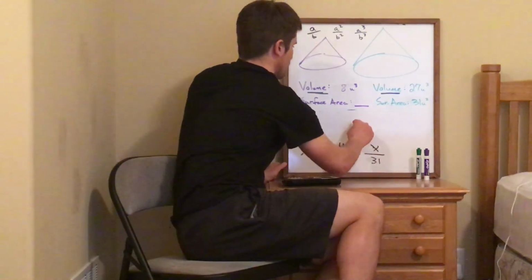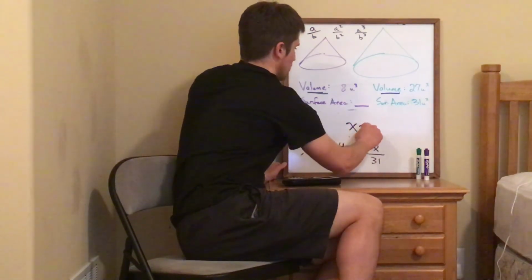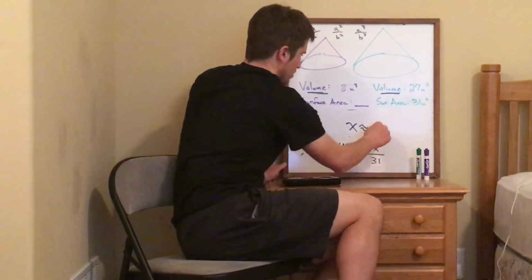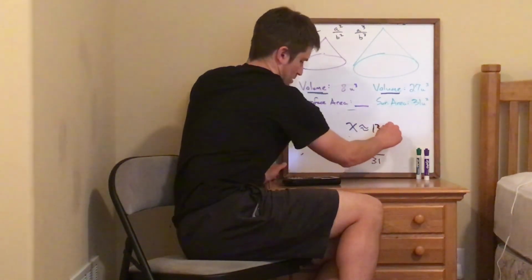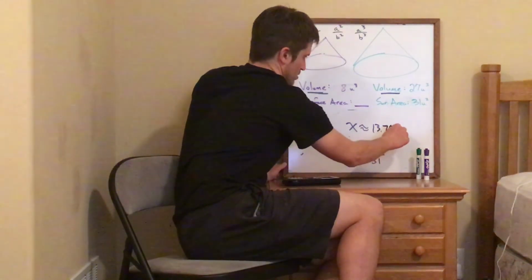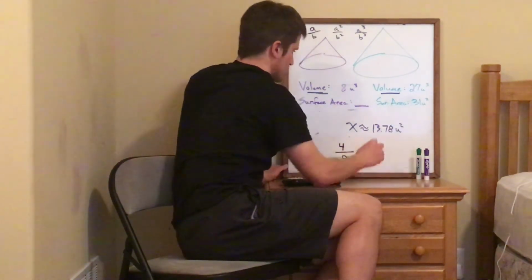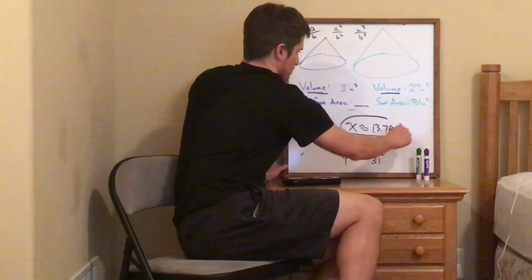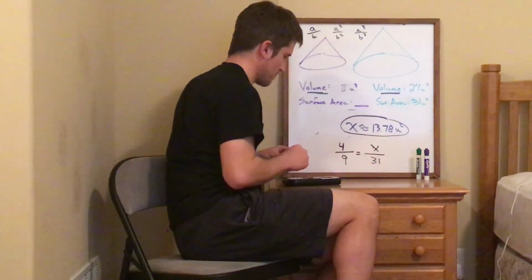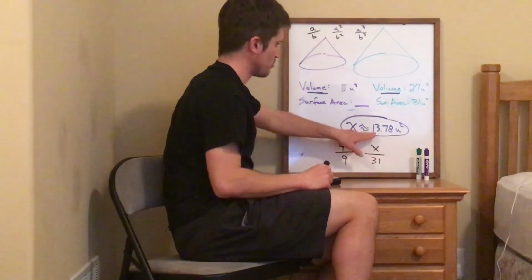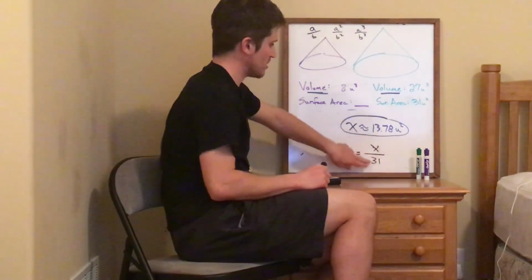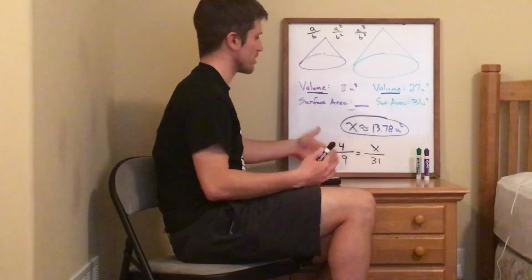Your unknown comes out to about 13.78 square units. So 13.78 to 31 has a 4 to 9 ratio.